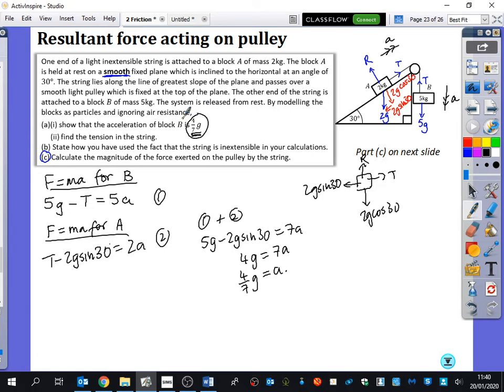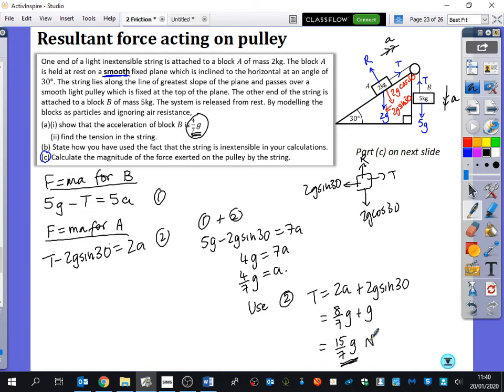Okay, nearly there. I'm going to use 2 to find out what T is. So using equation 2, T equals 2a plus 2g sine 30. Well, that's going to be 2 times this, which is 8 over 7 g. And sine 30 is a half, so half of 2g is g. 8 over 7 g plus g is 15 over 7 g newtons, I could have said.